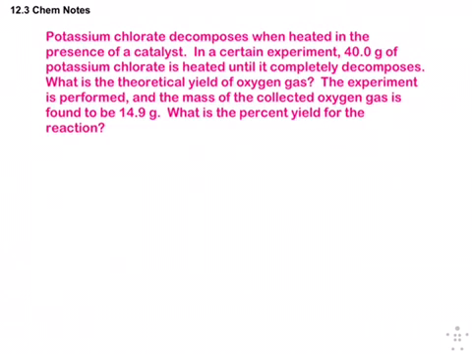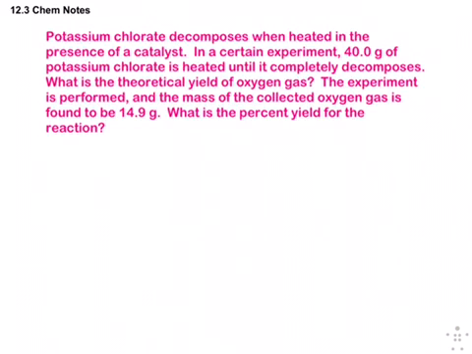So, potassium chlorate decomposes when heated in the presence of a catalyst. In a certain experiment, 40 grams of potassium chlorate is heated until it completely decomposes. What is the theoretical yield of oxygen gas? The experiment is performed and the mass of the collected gas is found to be 14.9 grams. What is the percent yield?